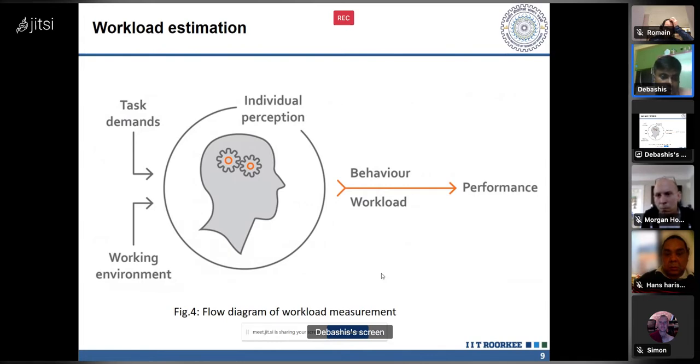So this is what I have told, a pictorial diagram of the workload estimation. The task demands, meaning the inputs of the task, and the working environment are both inputs, and based on the individual perception, he can behave based on these two inputs, and his or her workload can be defined. Lastly, the performance of the task is evaluated based on some performance metrics. Like in machine learning, we can use AUC and ROC score, and in statistical tests, we can use ANOVA or the Wilcoxon rank-sum test. Different types of tests are there. So it shows how the response time and response accuracy increase or decrease based on trials and the number of stimuli, etc.